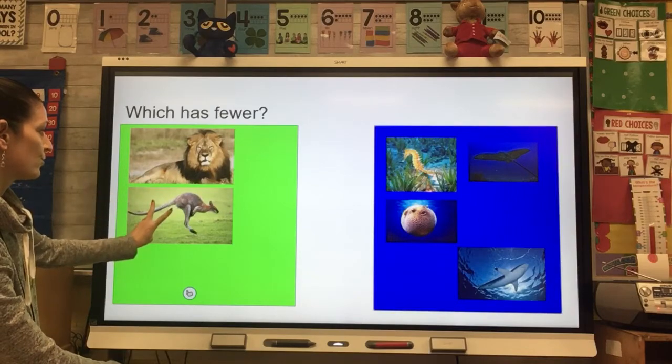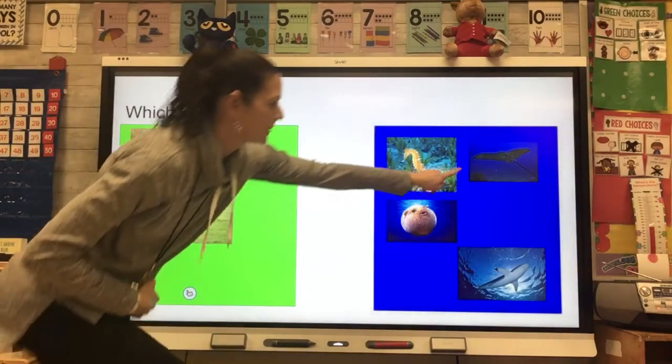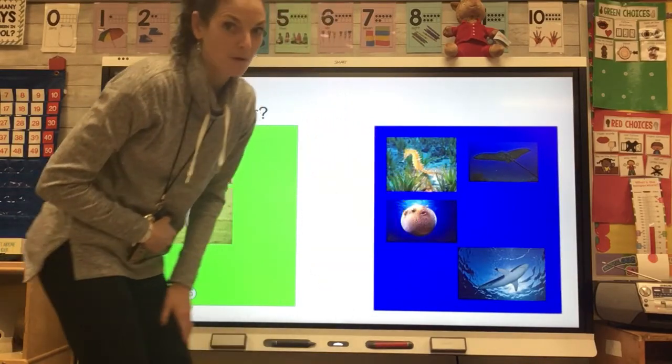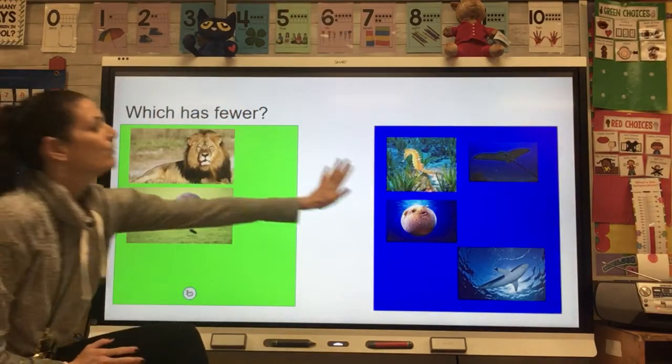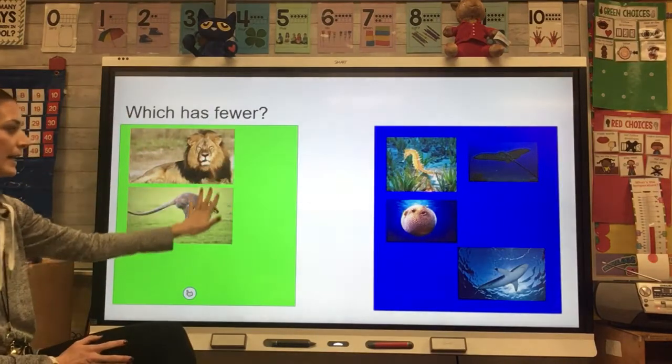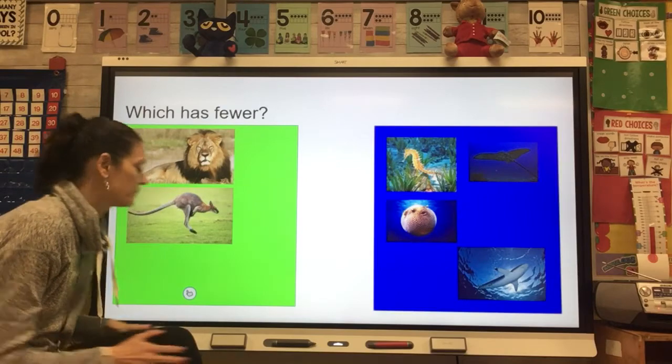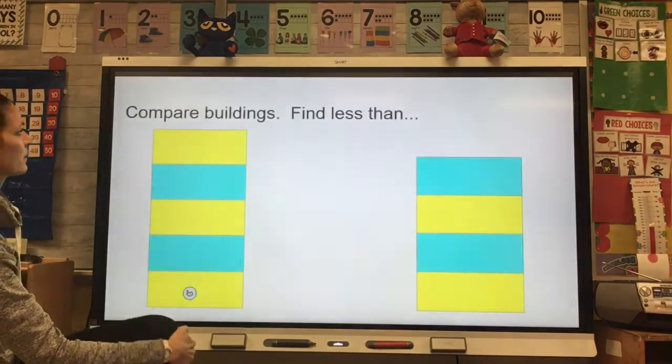1, 2. 2 pictures. And this one might be a little hard for you to see. 1, 2, 3, 4. There are more there. They just keep going. So blue has more. Green has less. We can even say there are fewer animals on the green rectangle. So many words we learn when we're in pre-K.